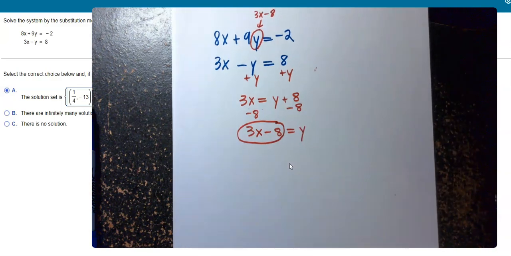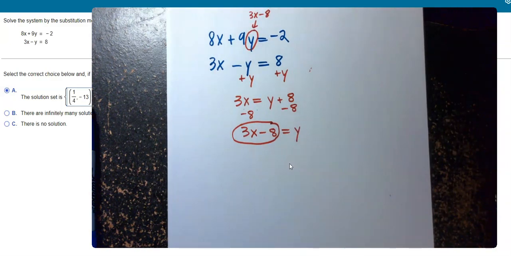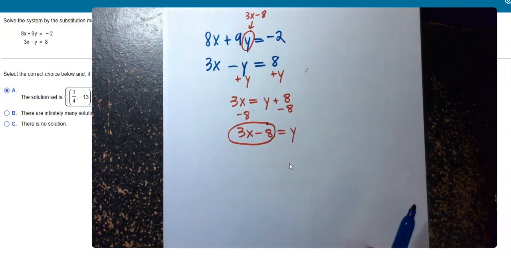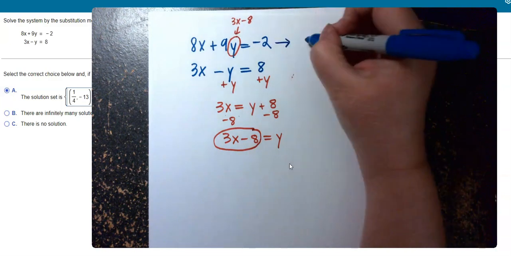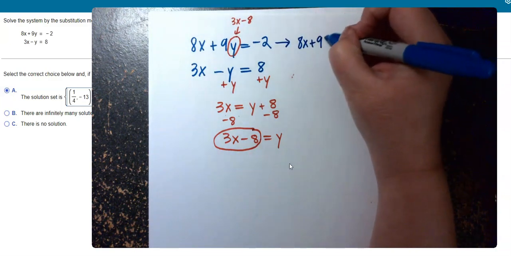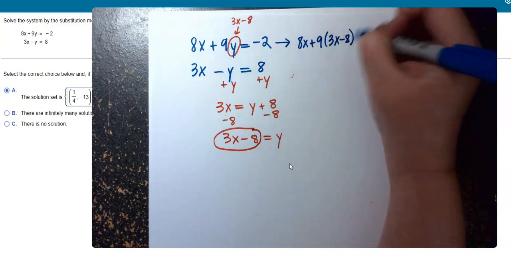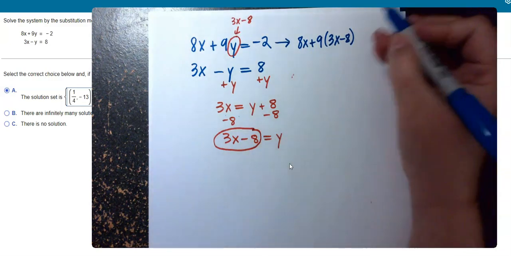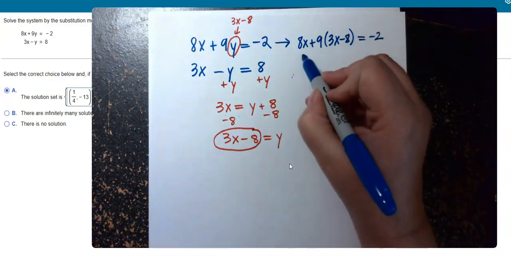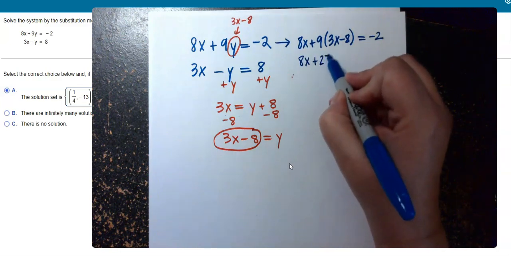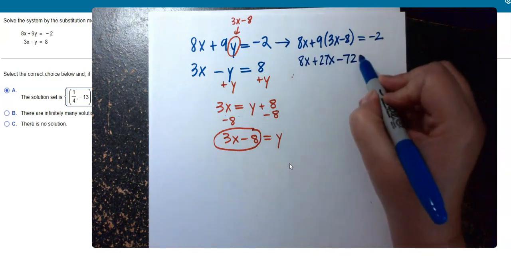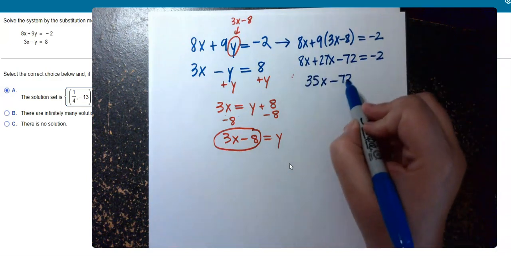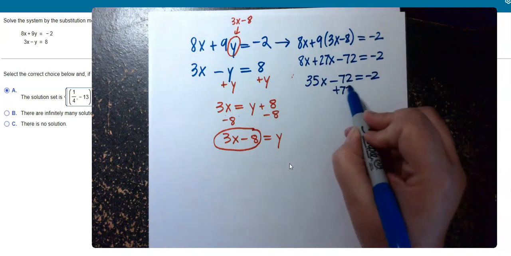Be careful about how you write that, because this is 9 times y, so that's going to be 9 times all of 3x minus 8, so it does need parentheses. In other words, this is going to become 8x plus 9 times (3x minus 8), instead of 9 times y, it's 9 times all of that, which is equal to -2. So 8x plus 27x minus 72 equals -2. This is 35x minus 72 equals -2. Add 72.